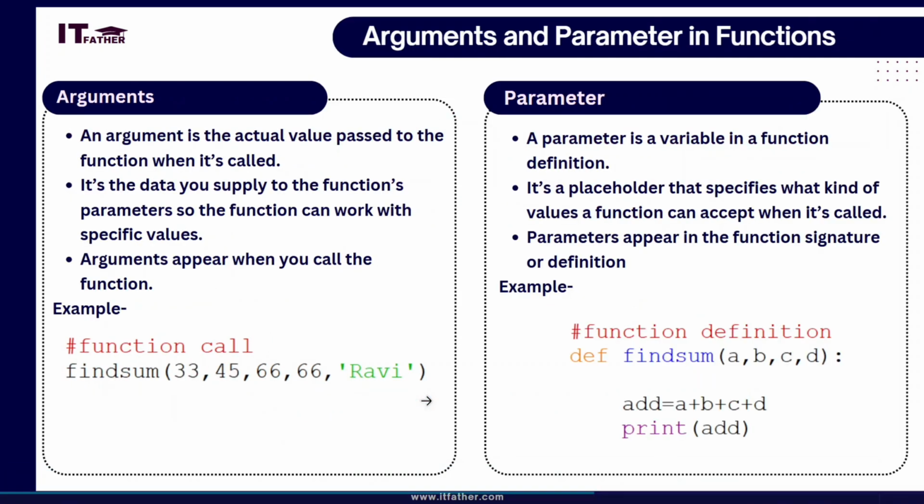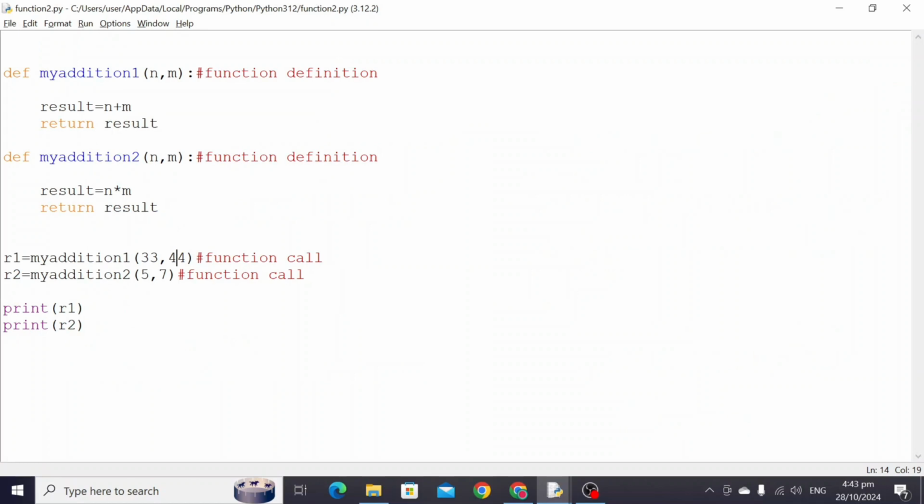Okay, so let us see the example. Now in this program we have my addition, in which we have two variables, n and m, which is just performing the addition task and returning the result. The same my addition 2 is the second function, which also has two variables and performs the task of multiplication and returns the result.